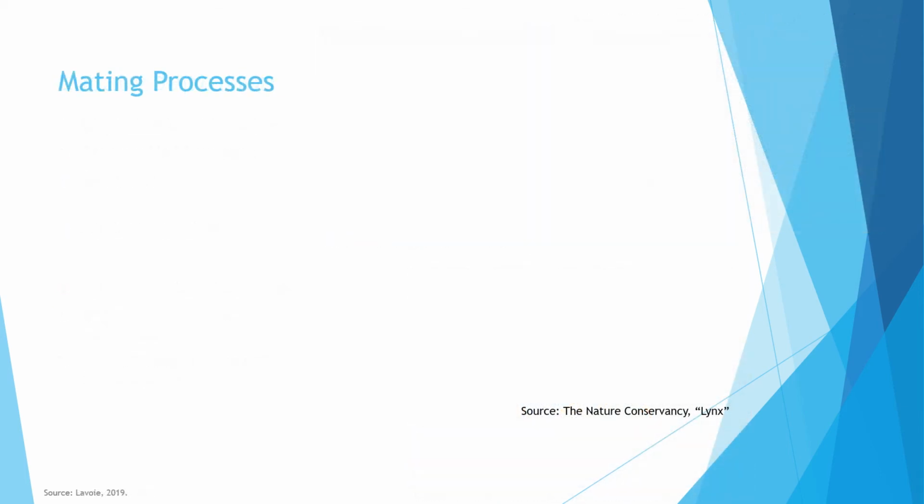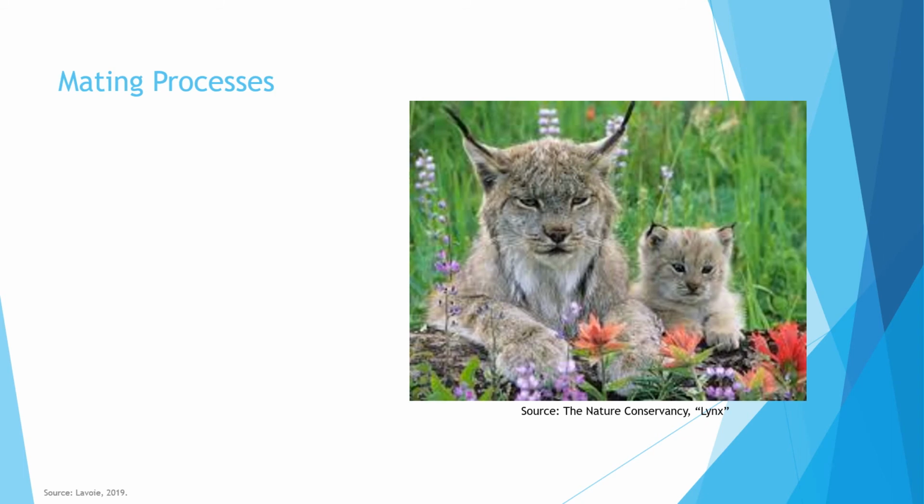We will now talk about the mating processes of the Canadian lynx. In this photo, on the left, you have a Canadian lynx mother, and on the right, you have a Canadian lynx kitten. Unfortunately, nothing is known about the mate-choosing process or sexual selection of Canadian lynxes. We do know that the breeding season is from March until April.